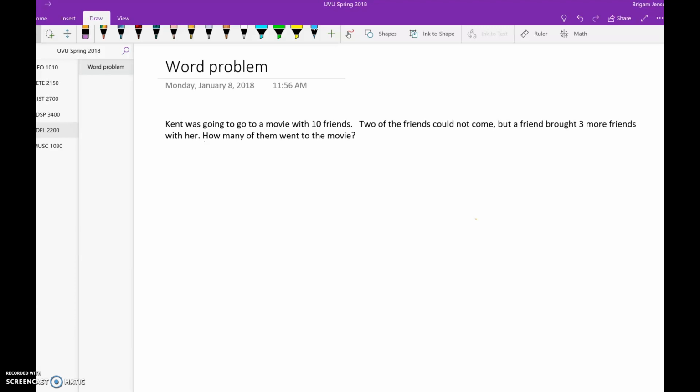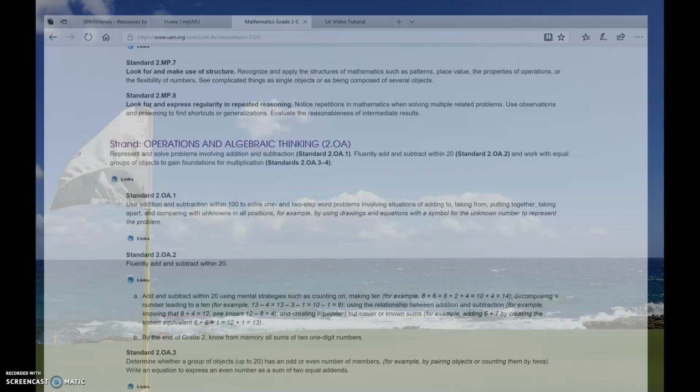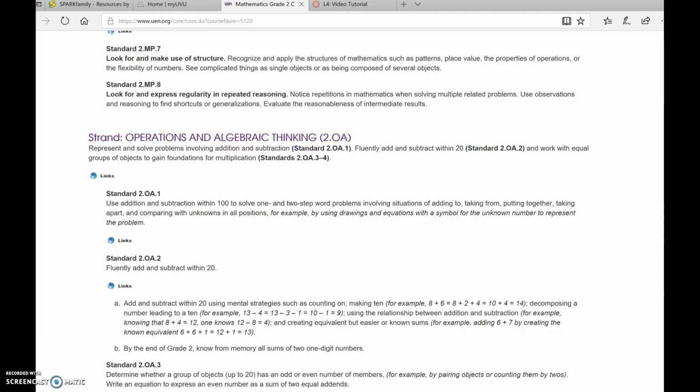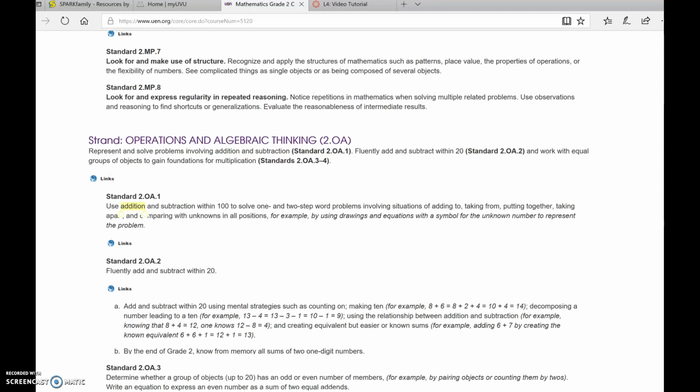And we're gonna go over how to do word problems for second grade. So the standard here is 2.OA.1. The standard is use addition and subtraction within 100 to solve one and two step problems involving situations of adding to, taking from, putting together, taking apart, and comparing with unknowns in all positions. For example, by using drawings and equations with a symbol for the unknown number to represent the problem.